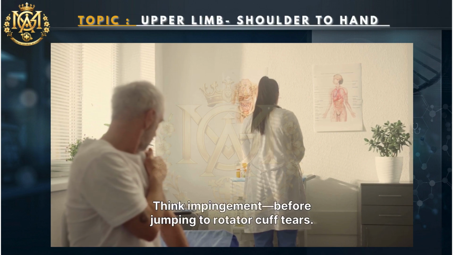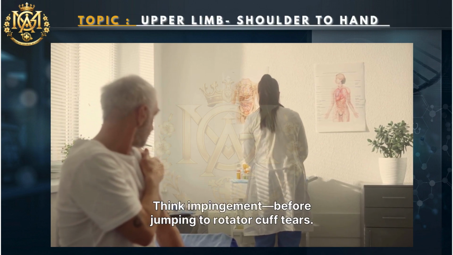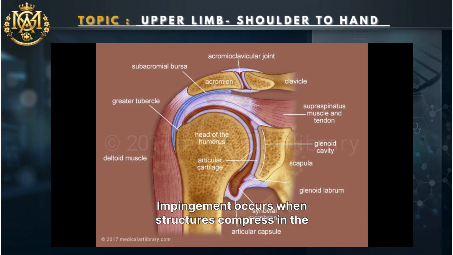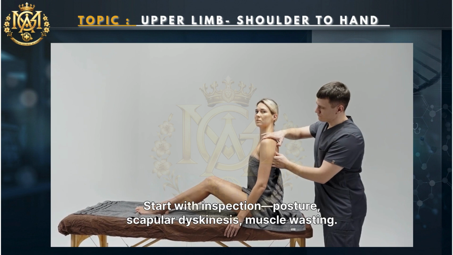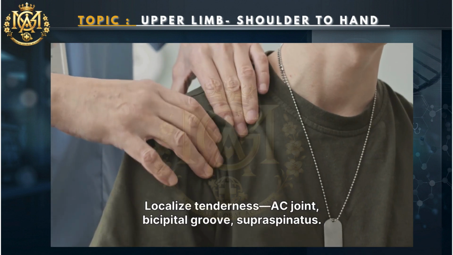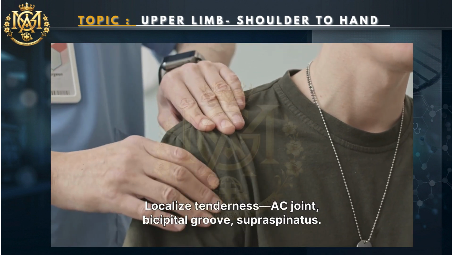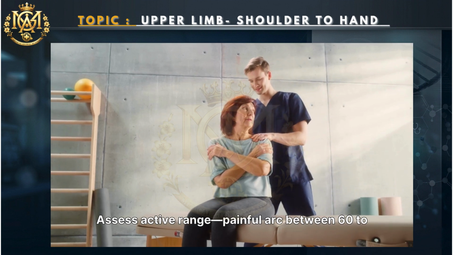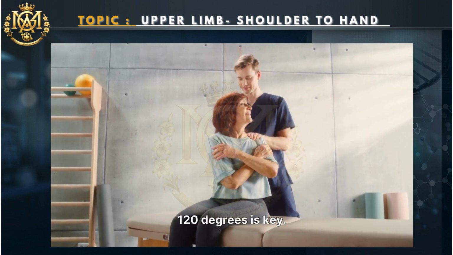Shoulder pain? Think impingement before jumping to rotator cuff tears. Impingement occurs when structures compress in the subacromial space. Start with inspection: posture, scapular dyskinesis, muscle wasting. Check localized tenderness: AC joint, bicipital groove, supraspinatus. Assess active range. A painful arc between 60 to 120 degrees is key.